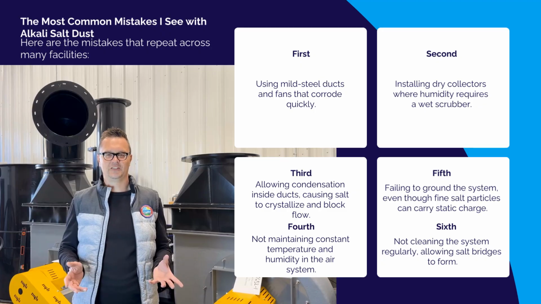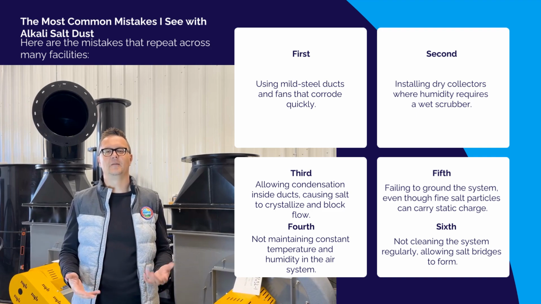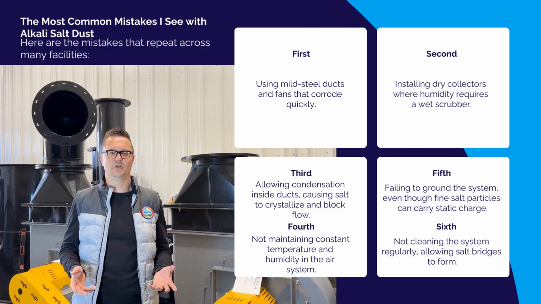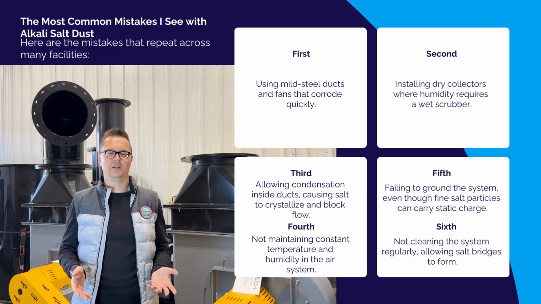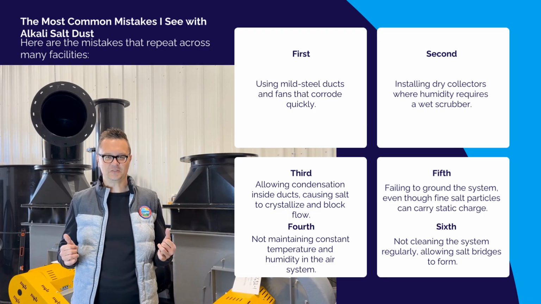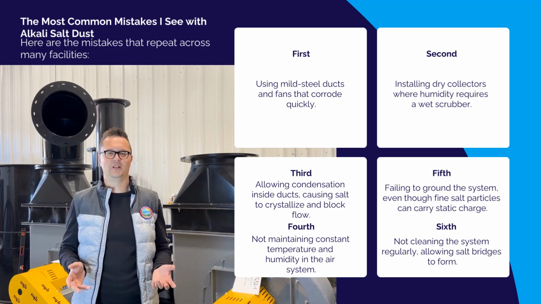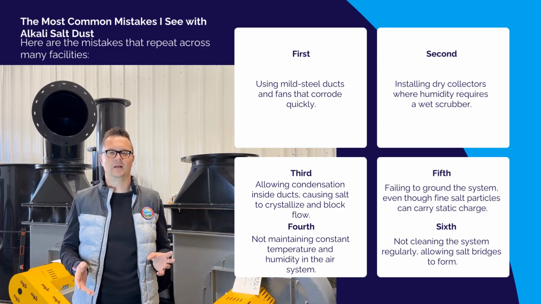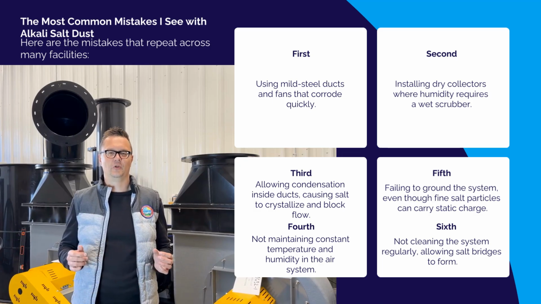The most common mistakes I see with alkali salt dust. Here are the mistakes that repeat across many facilities. First, using mild steel ducts and fans that corrode quickly. Second, installing dry collectors where humidity requires a wet scrubber. Third, allowing condensation inside ducts, causing salt to crystallize and block flow. Fourth, not maintaining constant temperature and humidity in the air system. Fifth, failing to ground the system, even though fine salt particles can carry static charge. Sixth, not cleaning the system regularly, allowing salt bridges to form. These issues always reduce system efficiency and increase maintenance costs.